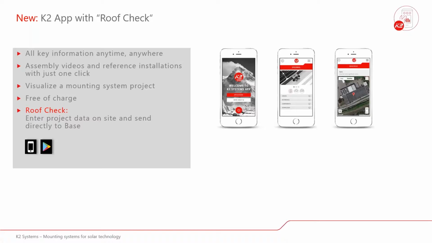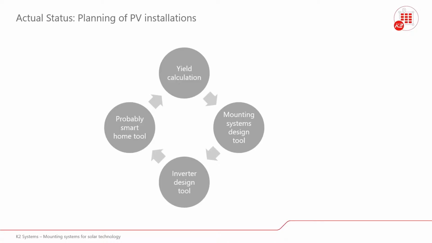So that's what we already have, but of course we always want to take it one step further. So we went back and actually re-examined the planning process that you and everybody else has to go through during a PV project. And what we've noticed is, worst case scenario, you have to work with 4 different tools. Like you have a tool for the yield calculation, you have software for the mounting systems like our K2 Base, there are inverter design tools like the SolarEdge Designer, and in case your customer also has that, you also have to consider working with smart home tools.